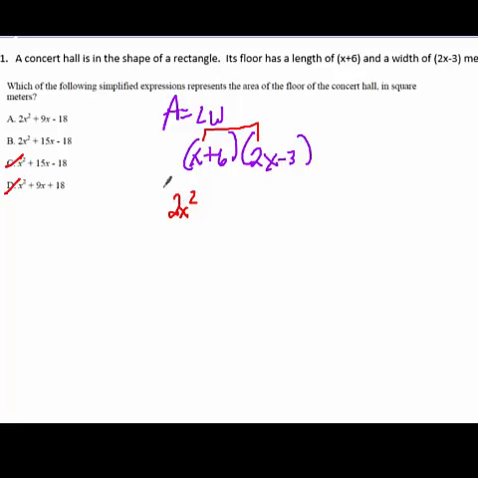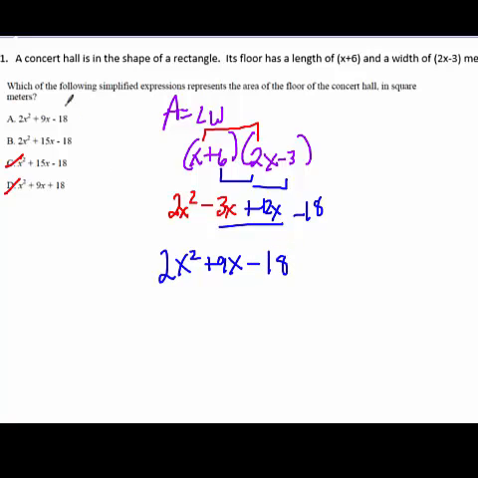So now I know C and D are definitely wrong. So x times negative 3 would be negative 3x. And then we're going to also multiply this out. 6 times 2x would be plus 12x. And 6 times negative 3 would be negative 18. And just combine our like terms. So I got 2x squared plus 9x minus 18. There's our answer choice A.